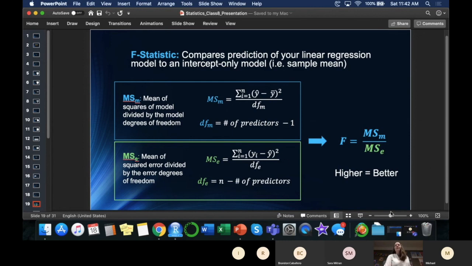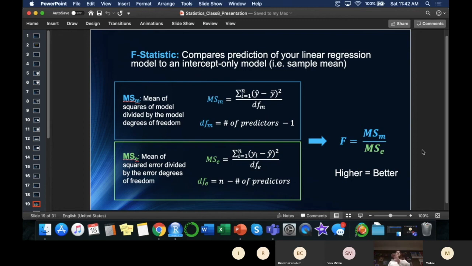So think of it as a proportion: the variation explained by our model over the error in our model. That's the F statistic, and that's how we see if our model as a whole is statistically significant. If you can't understand this, because it's a lot of information, think of it as the variation explained by the model over the error. Obviously you would want the model to explain more than the error.